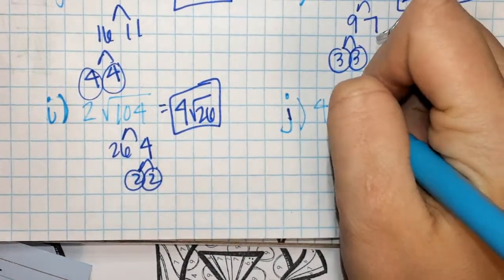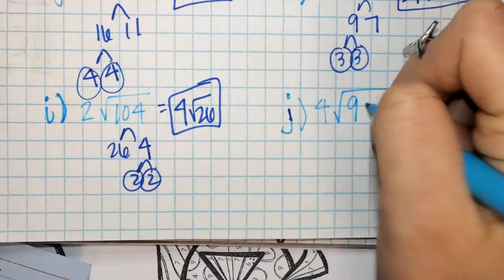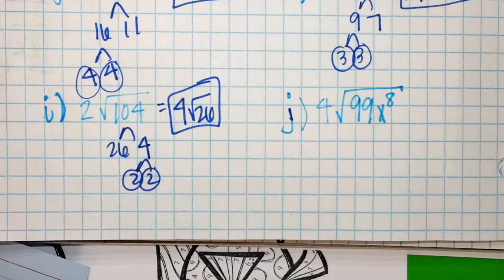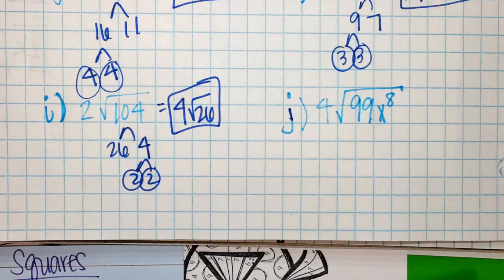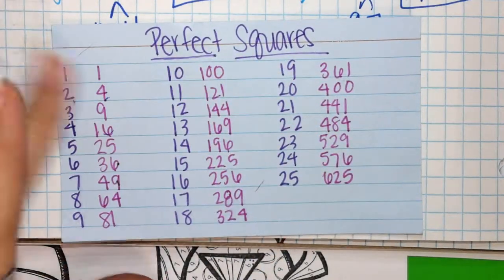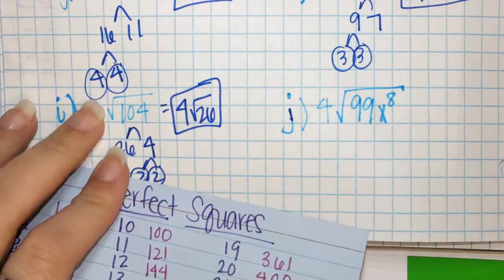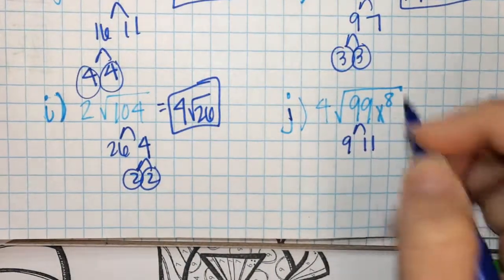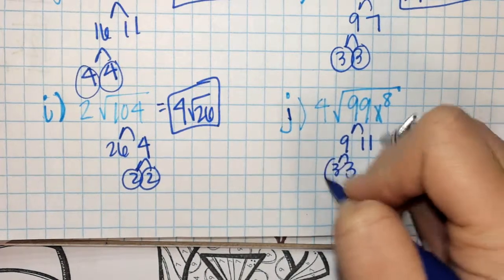Alright, 4 times the square root of 99 x to the 8th. Okay, now find the perfect square. Only use the perfect squares that divide into 99. 9 and 11. And what does 9 get broken down into? 3 and 3. So what goes outside?